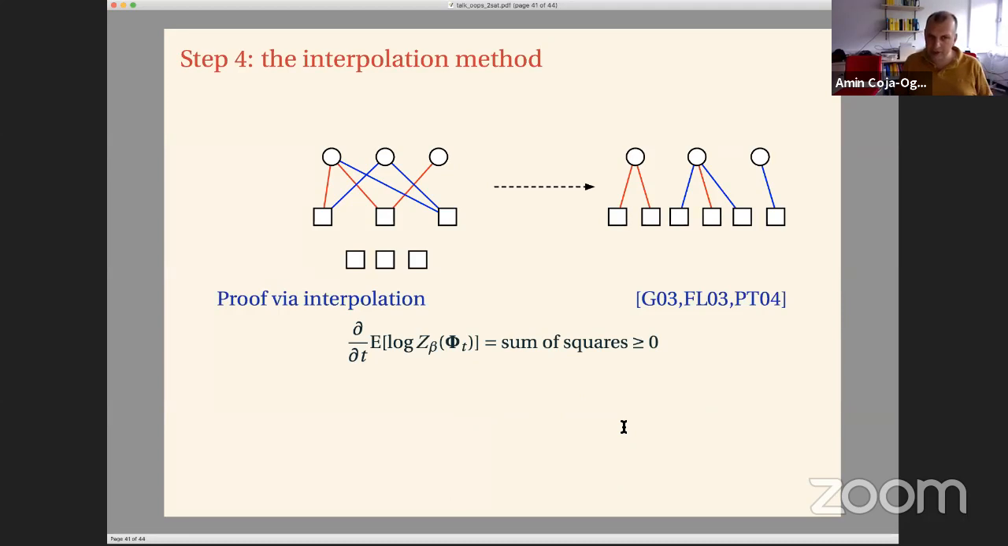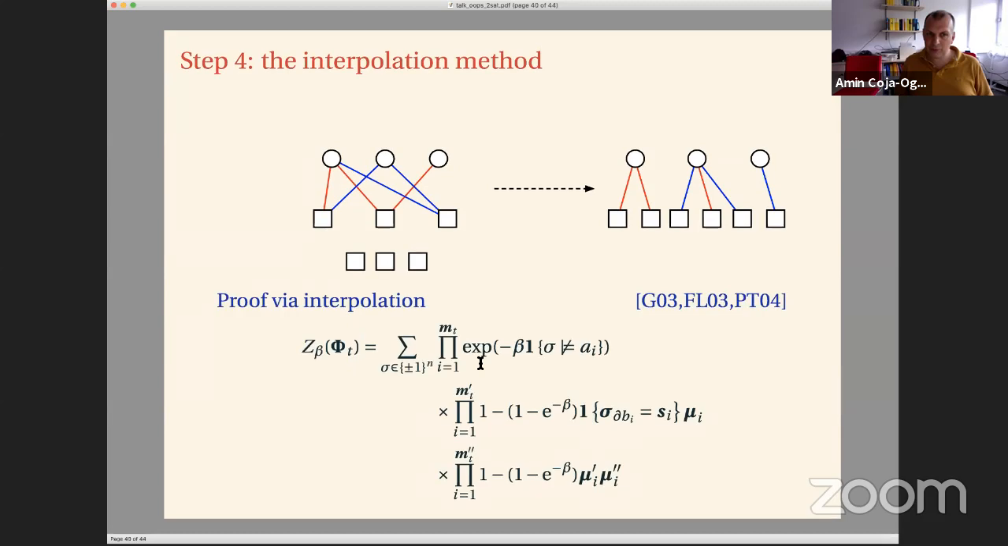And the magic in the interpolation method is that it turns out that it's easy to show that the derivative of log Z_beta in terms of t is non-negative. And therefore, what we can say is that the partition function here on the left is upper bounded by whatever we get here on the right, which is easy to compute. And it turns out that what we get on the right is precisely the Bethe free energy. So the only job left to do is basically compute this derivative here, to check that in fact the partition function doesn't go down as we replace real constraints by phantoms.